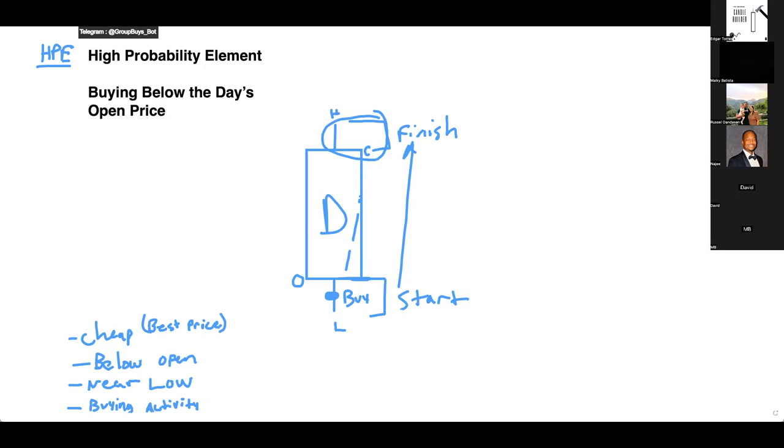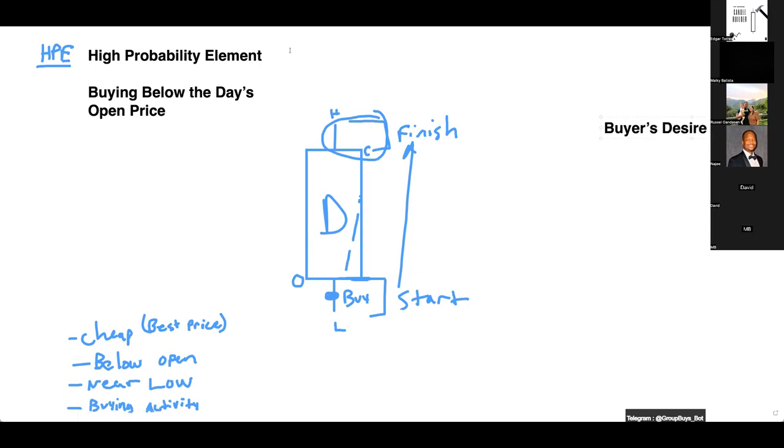So enough of that. Do you guys understand this high probability element for a buyer? This is for a buyer. Absolutely, sir. Okay, so I do understand. A buyer desires for price to move where? Up. Okay. Why is that important to know? Because you want to win.